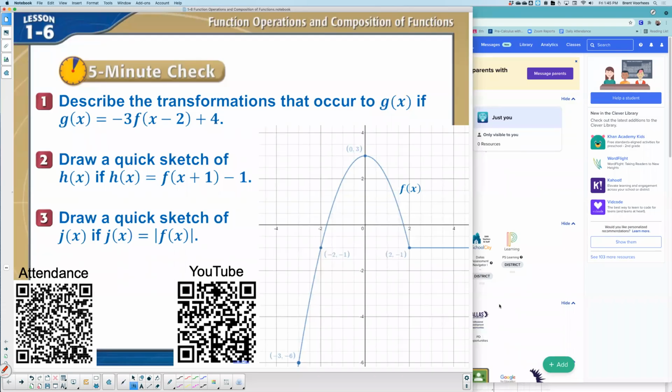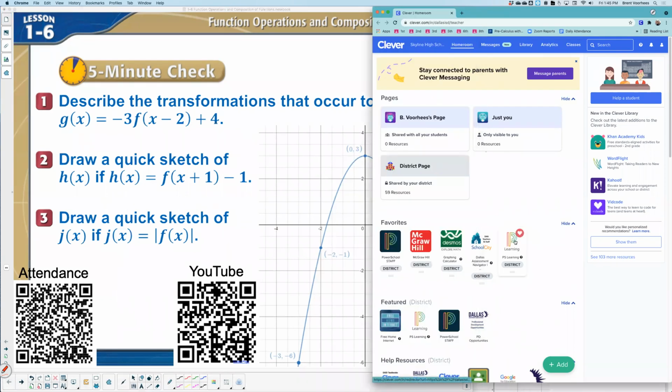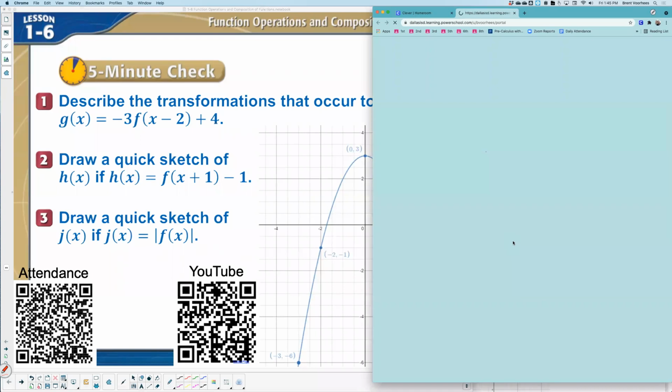All right, lesson 1-6. Today we're going to look at function operations and composition of functions. Before we get started, let me walk you through how to get to where we are. I'm in Power School Learning, or I'm in Clever rather. I'm going to hit the Power School Learning button.